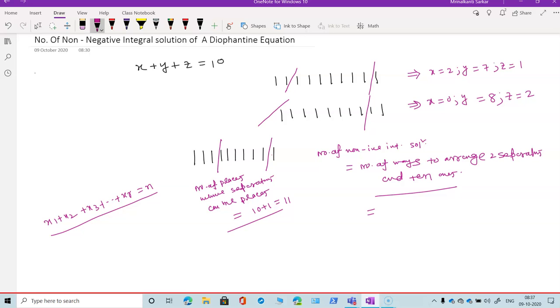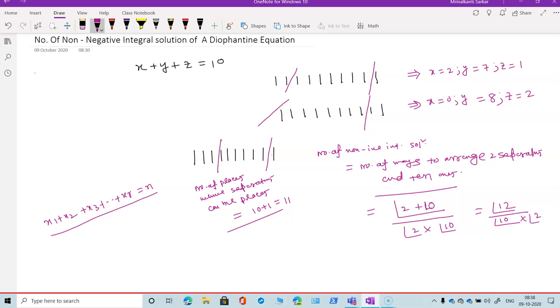Achha, first you consider this simplified problem. Arrangement of two separators and 10 ones. Nothing else. So factorial 10 plus 2 by factorial 2 factorial 10, because those are repeated over there. Two separators, they look similar. 10 ones also, they look similar. So here the number of solutions will be the number of ways 2 separators and 10 ones can be arranged. That is factorial 12 by factorial 10 into factorial 2.